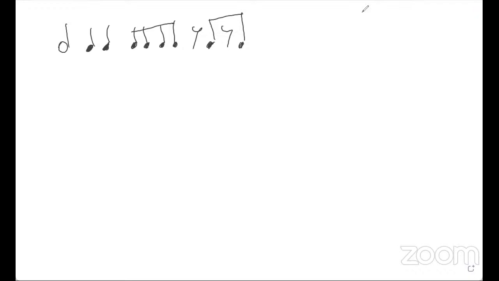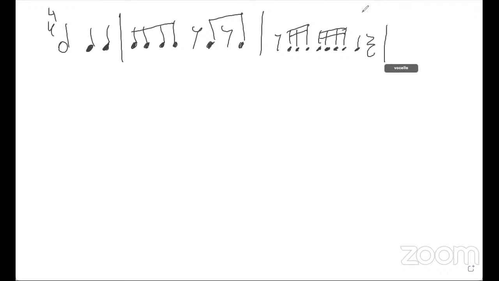The time signature here, I'm going to add as 4/4. That vertical line is the bar, called the bar line, that divides one measure from the other.